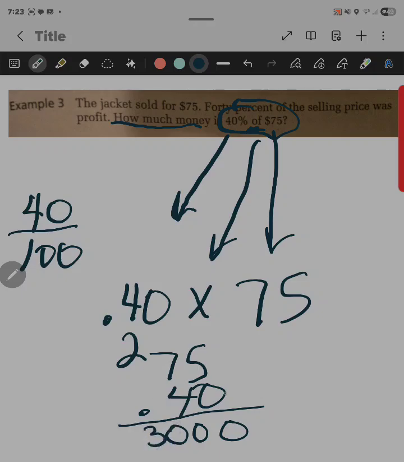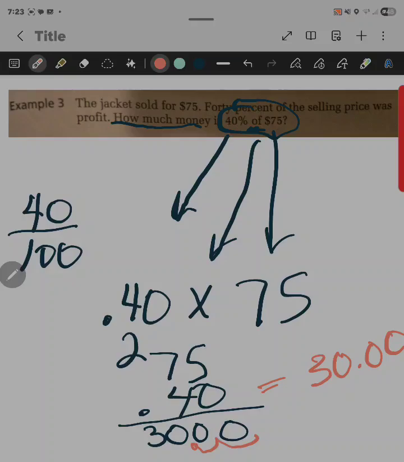Now, how many decimal places do I have? I have 1, 2. So my decimal place is right here. I'm just going to move it 2 to the left. So my final answer is 30.00.